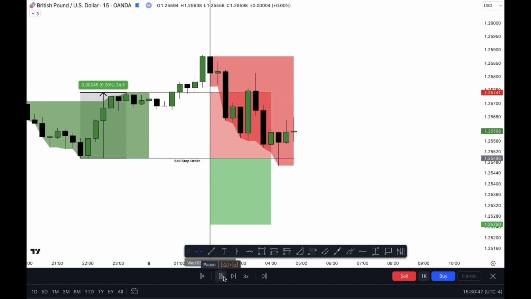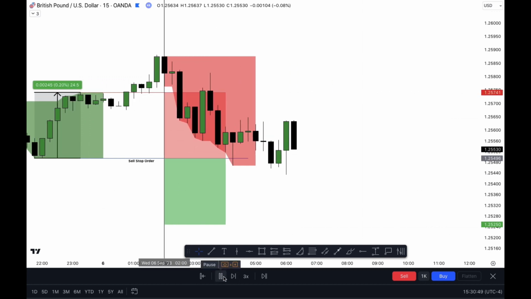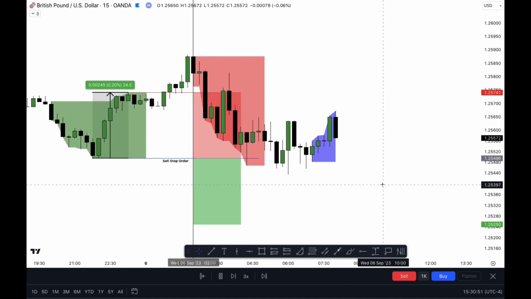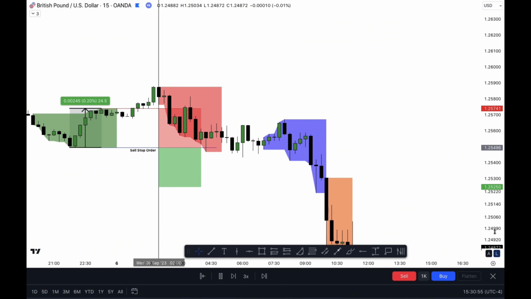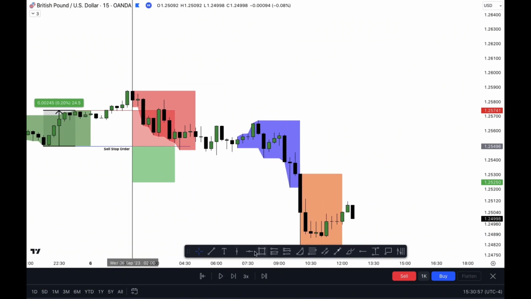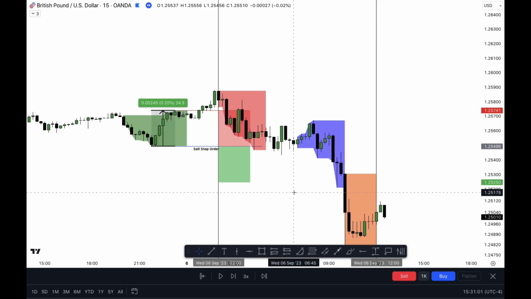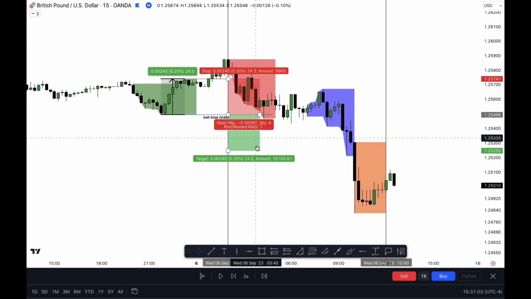If you play it out, we can see price continues to trend in that direction, including the New York session and even the London close session. So right at 12 would be the ending of my intraday trading. And we can see how we were able to get that TP1 here.